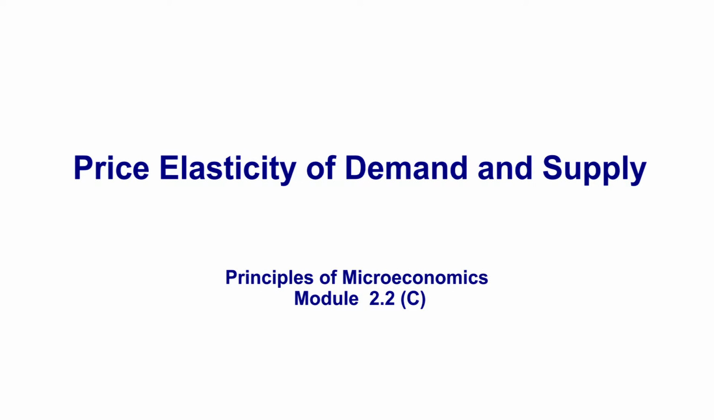Here we will introduce two new elasticities that we think about in microeconomics: income elasticity of demand and cross-price elasticity of demand. Remember, when we have changes in demand, this can come from changes in consumers' income, as well as changes in the price of related goods.